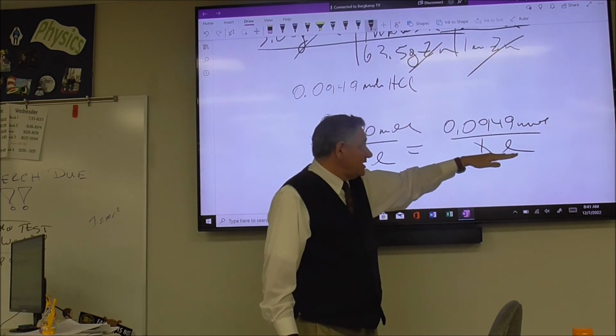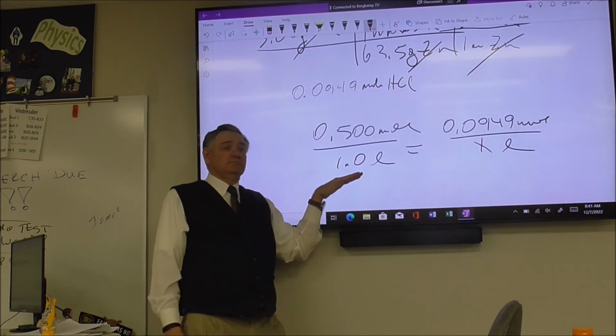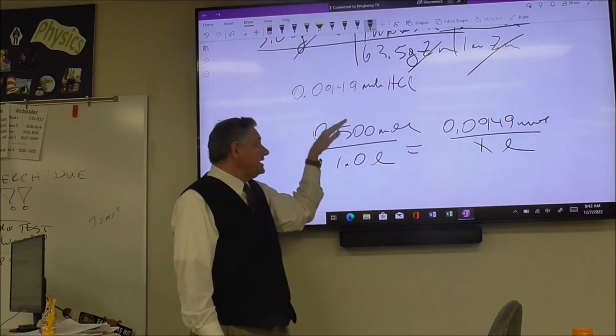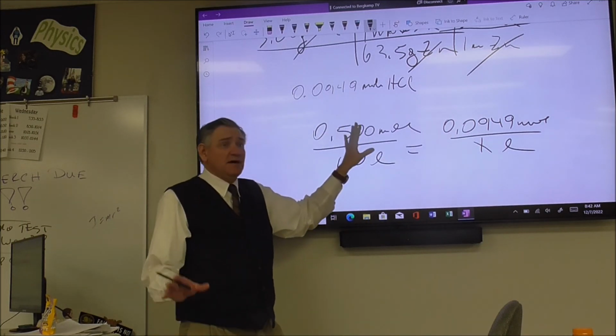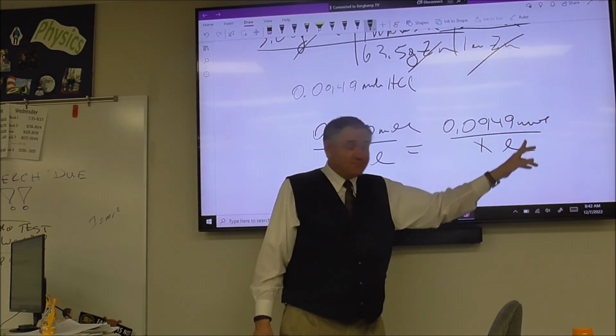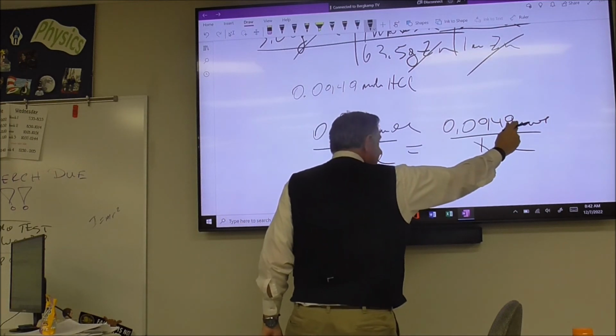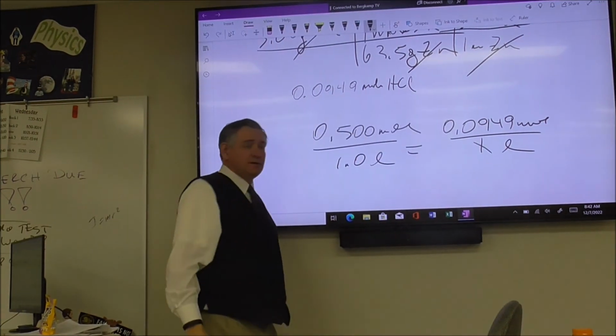I only need 0.0949 moles of this stuff. So is this number here going to be bigger or smaller than 1 liter? Smaller. I don't need 1/2 mole. I don't need that much. I only need 0.0949 moles. So I'm going to take 1 times 0.0949 and then divide that by 0.5.